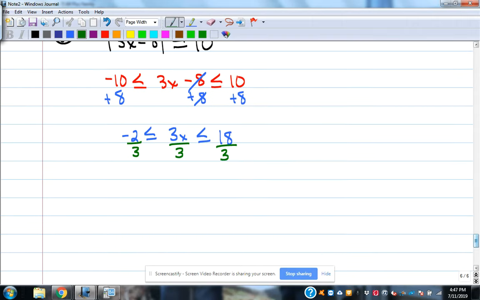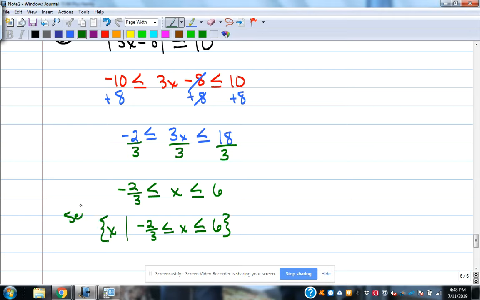Okay. Left-hand side, it's just a fraction, so I'm just going to leave it: -2/3 less than or equal to x less than or equal to 18 divided by 3. It turns into how much? 6. Good job. All right. Set notation is just copy that inequality down: -2/3 less than or equal to x less than or equal to 6. There is set notation.